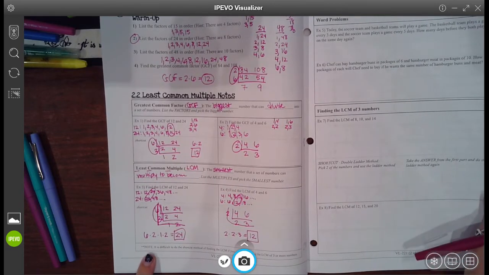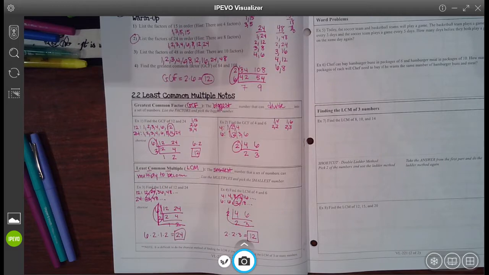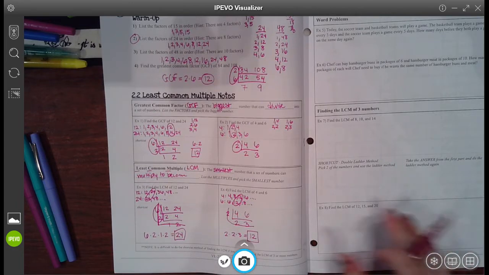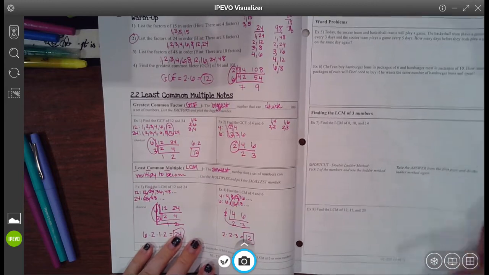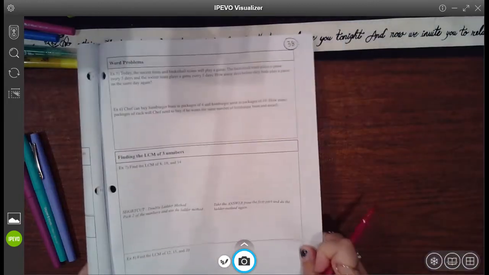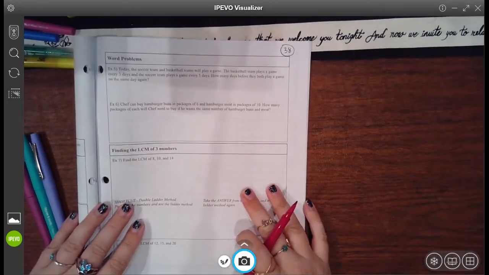I want to make a note, like later on, we're going to be asked to find the LCM of 3 numbers. It is difficult to do the shortcut method of finding the LCM if you're asked to find it for 3. So we're going to show you a little trick. But before that, let's do some word problems.